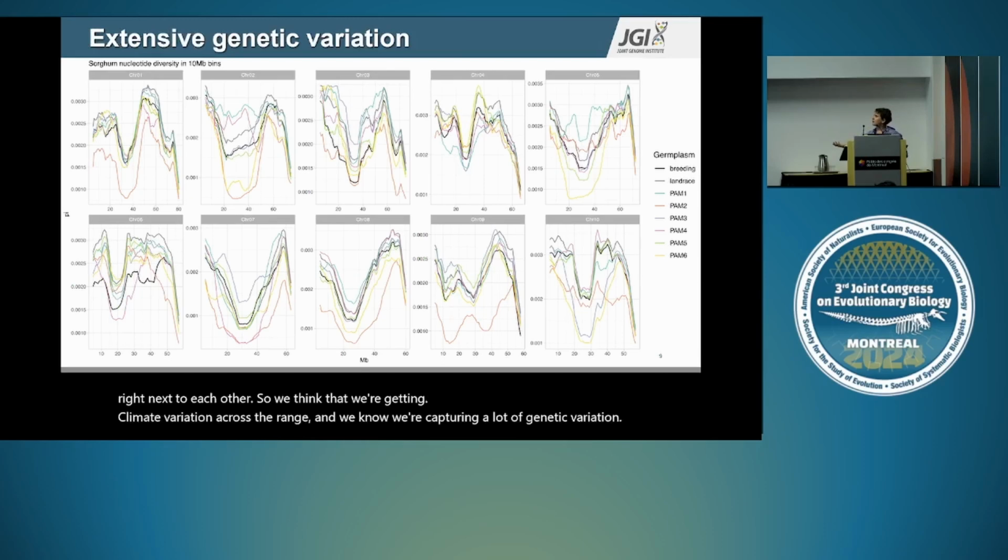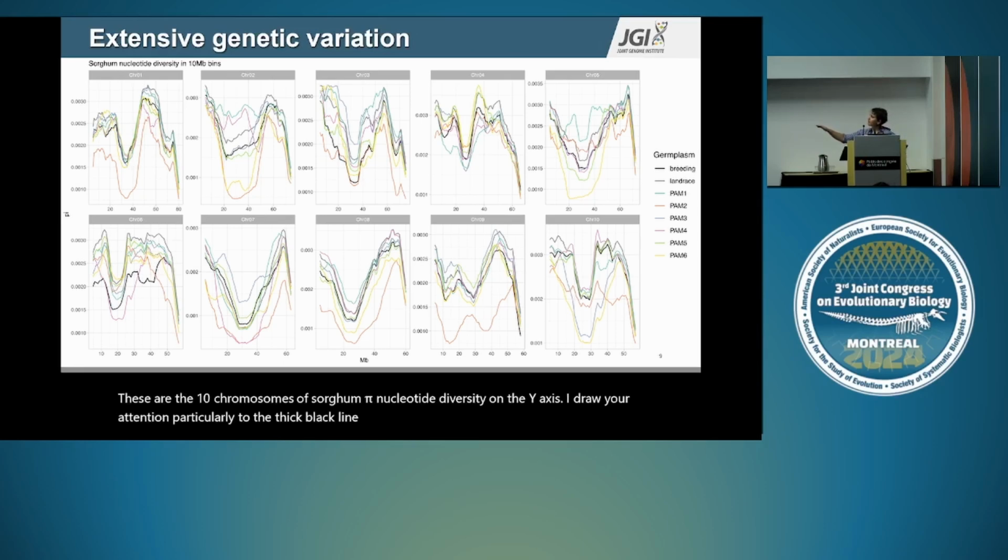These are the 10 chromosomes of sorghum, pi, nucleotide diversity on the y-axis. I draw your attention particularly to the thick black line on each of these chromosomes. That's nucleotide diversity in national breeding programs. So the breeding programs have been selecting, they've also been bottlenecking, and you can see that the landraces in all the pretty colors are retaining diversity that is not in the breeding populations, and that there's a lot of variation in where the variation is across the genome.